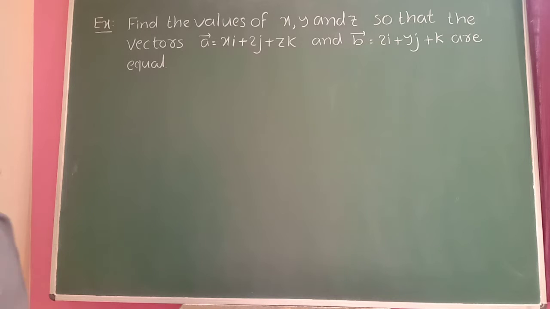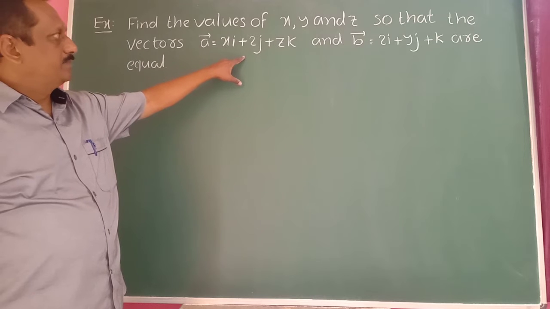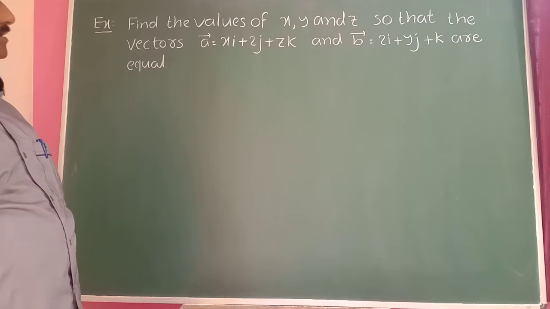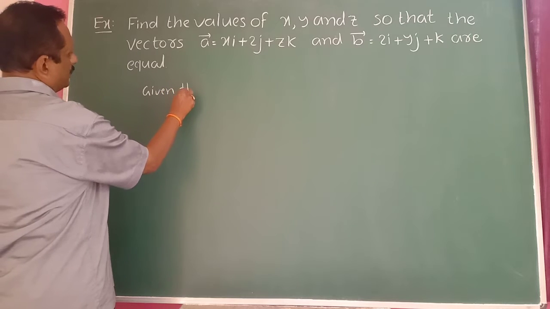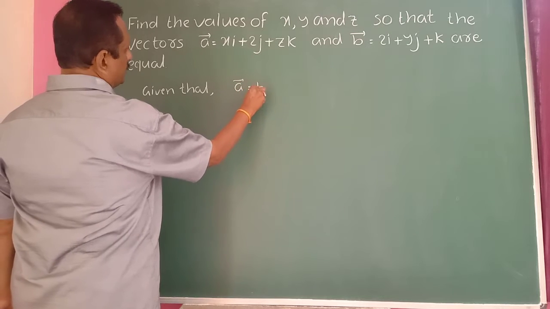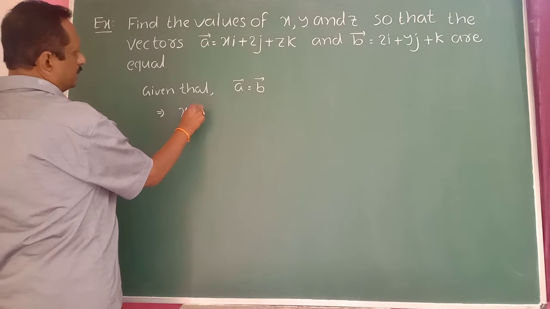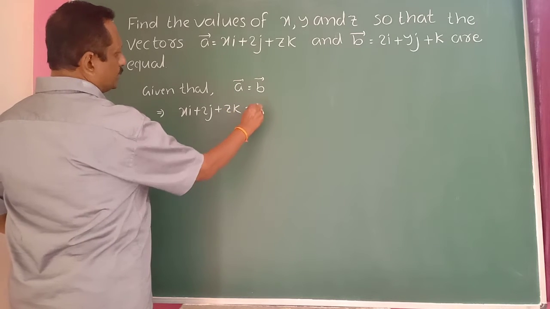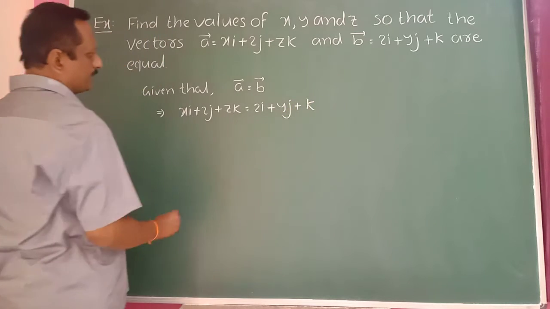Here, find the values of x, y and z so that the vectors a bar equal to xi plus 2j plus zk and b bar equal to 2i plus yj plus zk are equal. Therefore, given that the vectors are equal, a bar is equal to b bar. So this implies xi plus 2j plus zk is equal to 2i plus yj plus k.